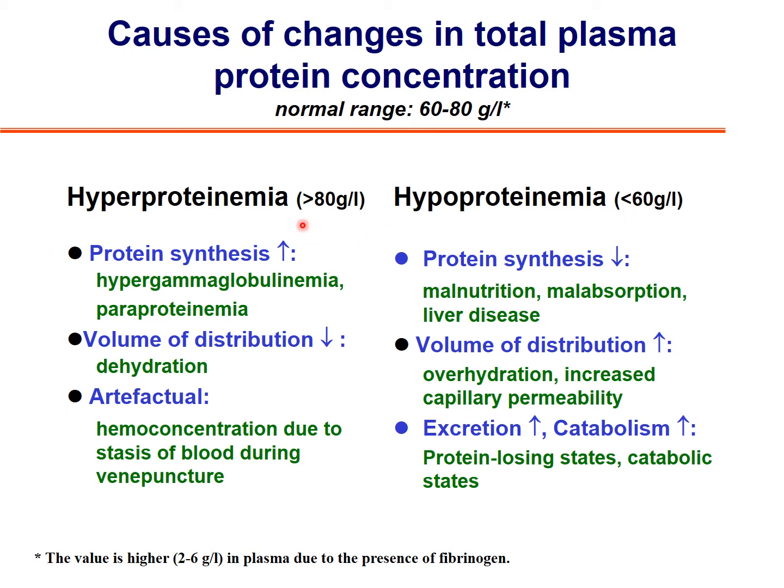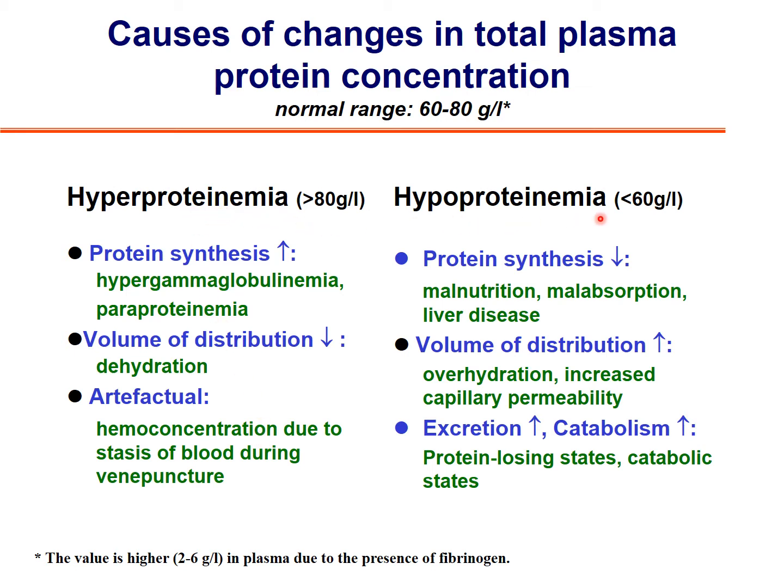What can increase the protein concentration in our body? Basically, when we have increased protein synthesis, for example in gamma globulinemia or paraproteinemia and monoclonal gammopathies. Or when we have dehydration, when the volume of distribution decreases. Or artifactually, when there is hemoconcentration due to the stasis of the blood during the venipuncture. This all can cause a hyperproteinemia.